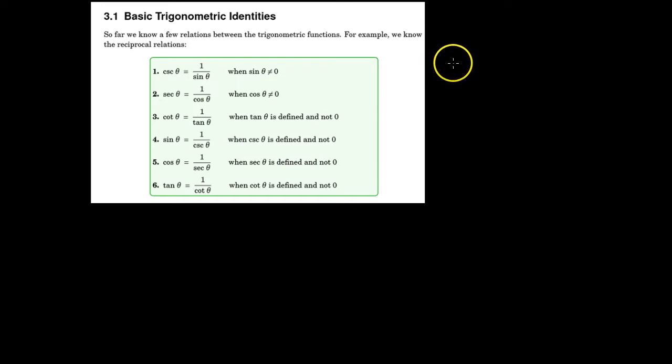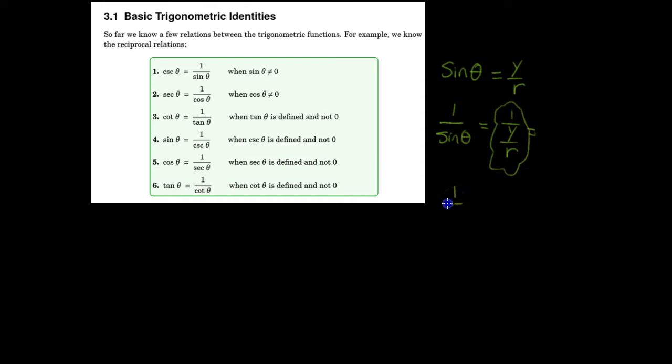So remember, by definition, for any angle theta, sine of theta is equal to y over r. Okay, so if you start on the right-hand side with 1 over sine theta, we can say, okay, substitution, I can say that that's equal to 1 over y over r. And then through algebra, if you remember a little review on this, because we're going to be doing a lot of algebra today, proving trigonometric identities.